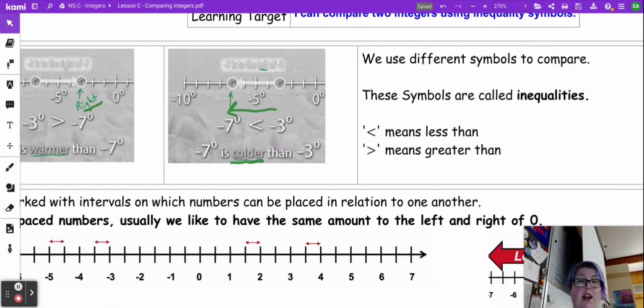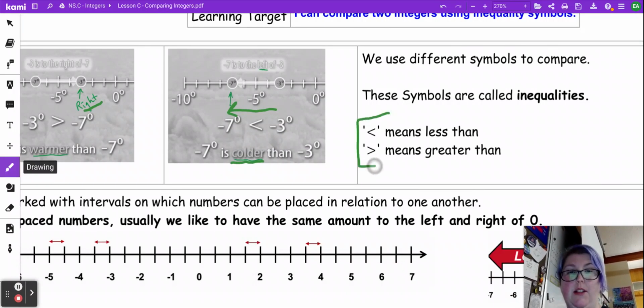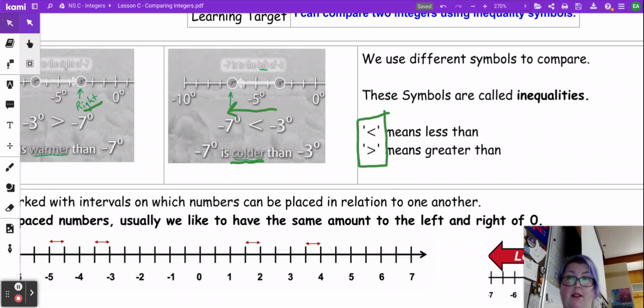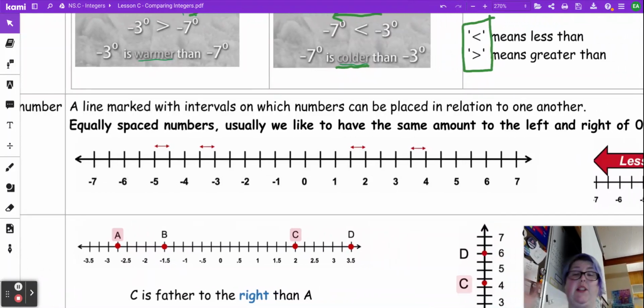So instead of writing colder than, warmer than, bigger than, less than, we can use these symbols right here that you have probably seen before to mean less than or greater than. So now let's look at it on the number line. So the interval is just the space between the numbers.